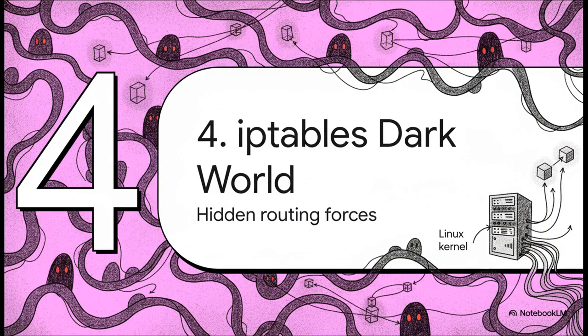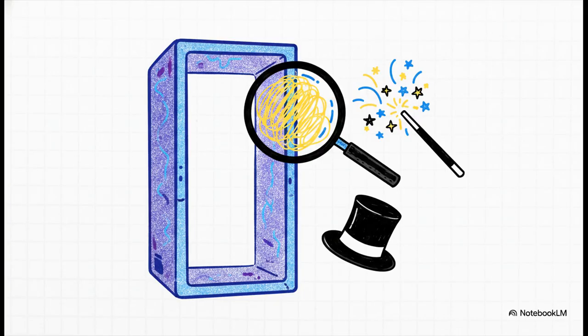Which brings us to part 4, the iptables dark world. Now we have to descend into what I like to call the dark underbelly of the Linux kernel, to meet the hidden forces secretly controlling your service routing. Brace yourselves for this one, because there is another massive secret a lot of users just don't know.